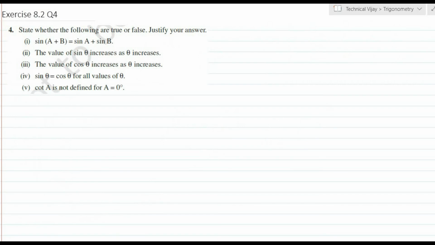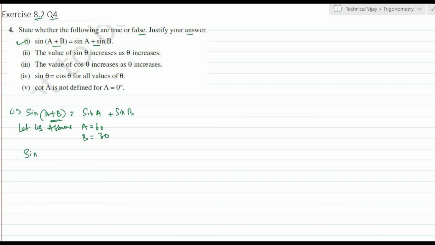So here exercise 8.2, question number 4. State whether the following are true or false. Justify your answers. So first one we will take: sin of a plus b is equal to sin a plus sin b. If it is to be satisfied, let us assume a is equal to 60 degree and b is equal to 30 degree. This is an assumption because this should satisfy for all the values of angles.